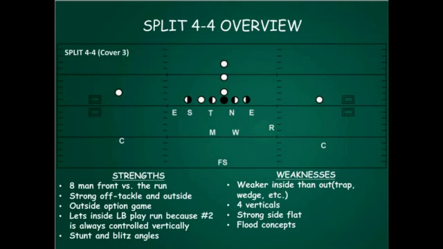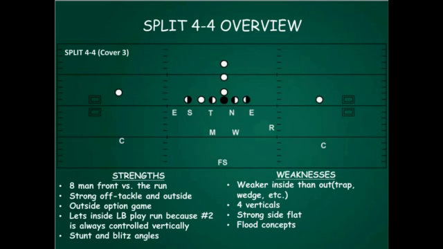Just real quick, with any defense, you've got to understand what the strengths and weaknesses are. For the split defense, the strengths, obviously, it's an 8-man front versus the run. It's really strong off tackle and outside, and against the outside option game. It really lets the inside linebackers play run because the number 2 receiver, the tight end, most of the time is always controlled vertically, so he doesn't have to worry about getting to the hook zone or vertical zone to pick up that linebacker, so he can really play run aggressively. And you get really outstanding stunt and blitz angles.